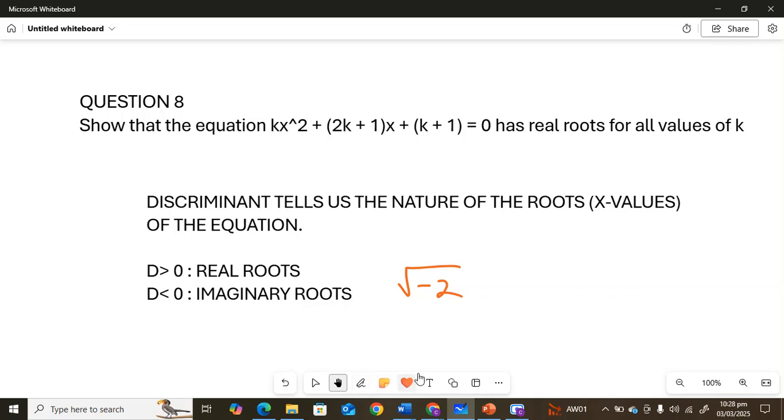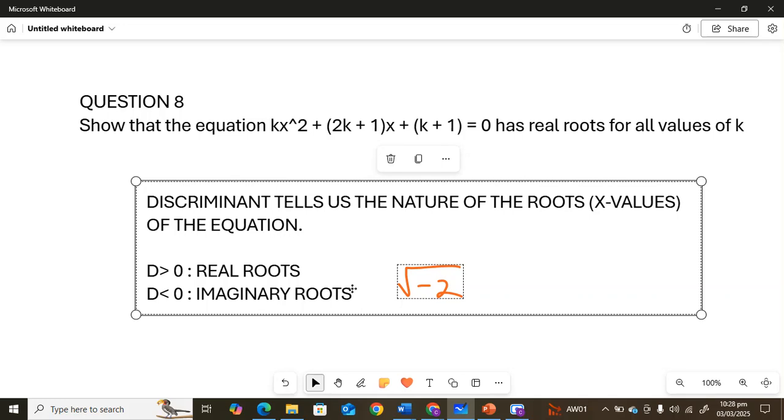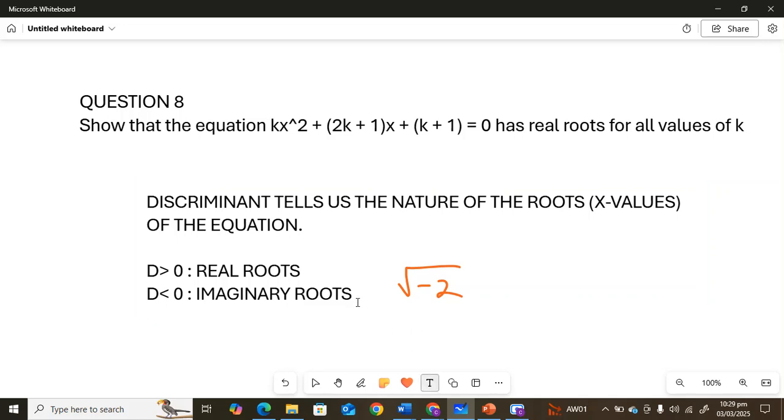Then if your discriminant equals 0, then you have one repeated real root.